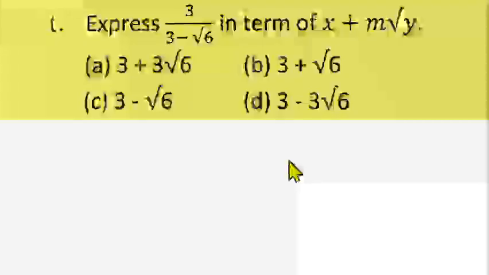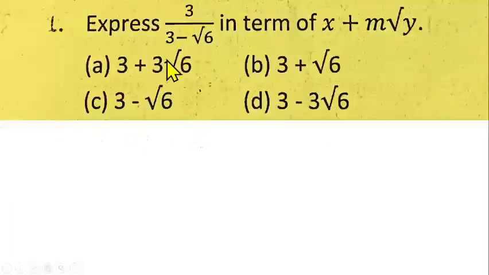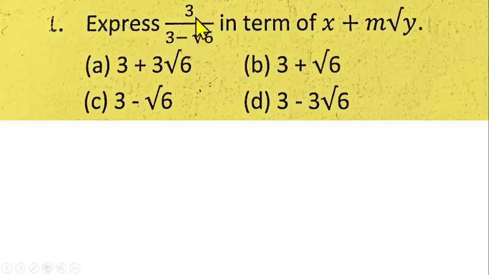Now the first question for the objective part is the one we are seeing on the screen right now, and the question is from surds. You have to express 3 over 3 minus root 6 in terms of x plus m root y. Of course we are having 3 over 3 minus root 6, and if you understand surds very well, you know that we have to rationalize this surd, being that the denominator is in surd form. When you have a fraction and the denominator is in surd form, we don't leave it like that, so we rationalize.